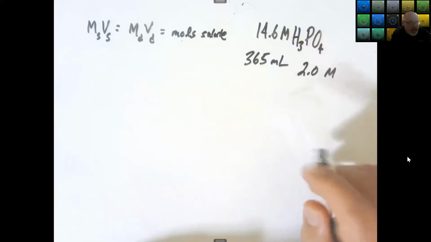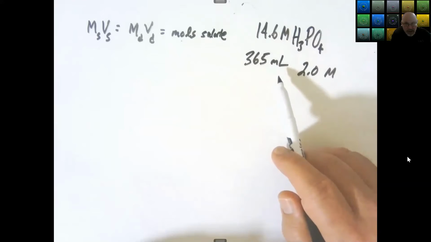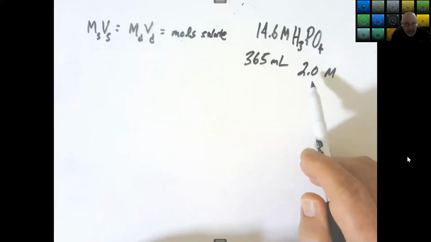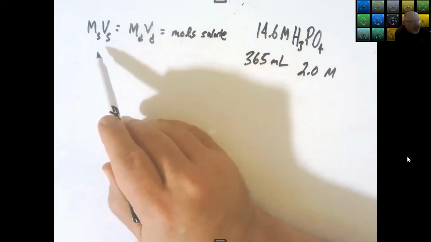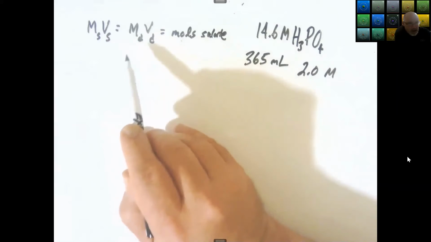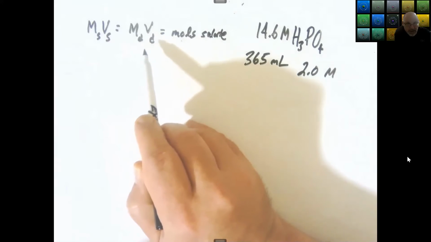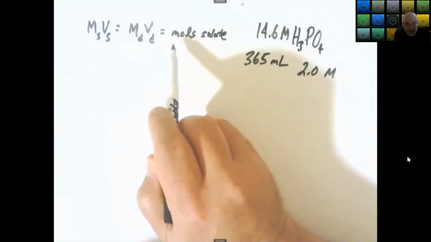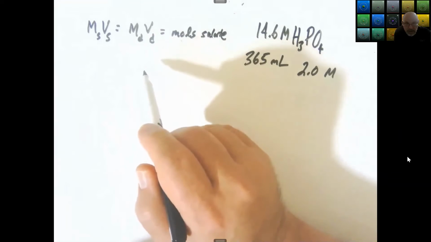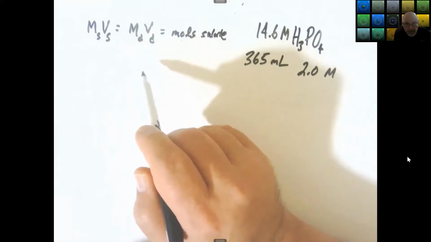And what we want to make is 365 milliliters of a dilute solution, which is only 2 molarity. Now, our formula says that the molarity of the stock times the volume of the stock equals the molarity of the dilute times the volume of the dilute, and that will give us the moles of solute. Why does that give us moles? Because molarity is moles per liter, and the volume is just liters. So when we multiply them by one another, the liters will cancel out.